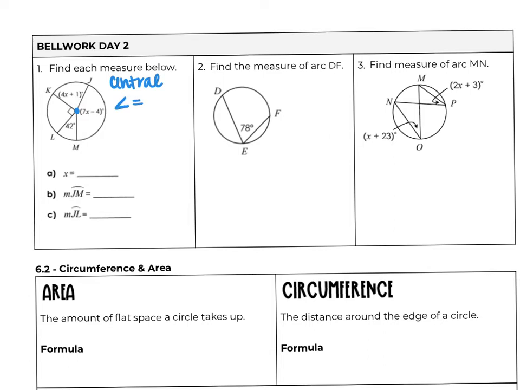So the angle equals the arc. Number 2, the vertex is at point E, which is on the circle, so that's inscribed. And that formula is angle equals 1/2 arc.